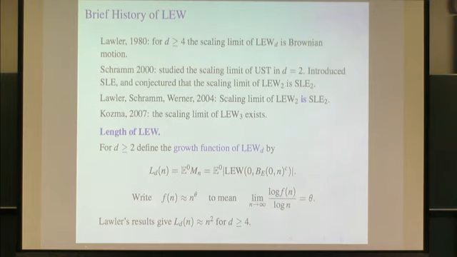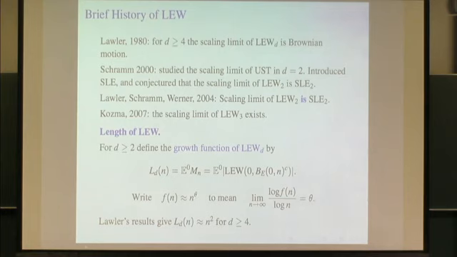So Lawler, Schramm, and Werner in 2004 proved this result, that the scaling limit of LERW in 2 dimensions is in fact SLE2. And Kozma, in a paper I've already mentioned briefly, found that the scaling limit of the loop-erased random walk in 3 dimensions exists. 3 dimensions is the hardest dimension for the loop-erased random walk. And although this is a 100-page paper, he gets the scaling limits, but we really don't know very much at this point about 3-dimensional loop-erased random walks or their scaling limits.